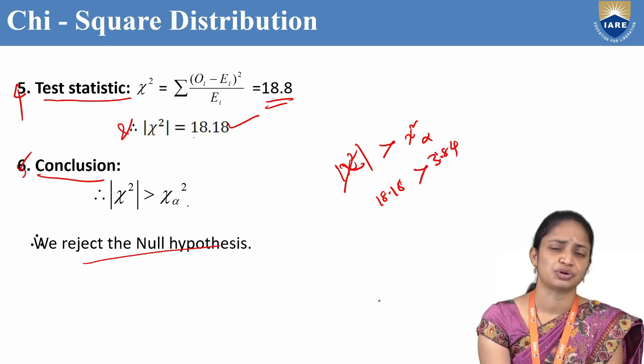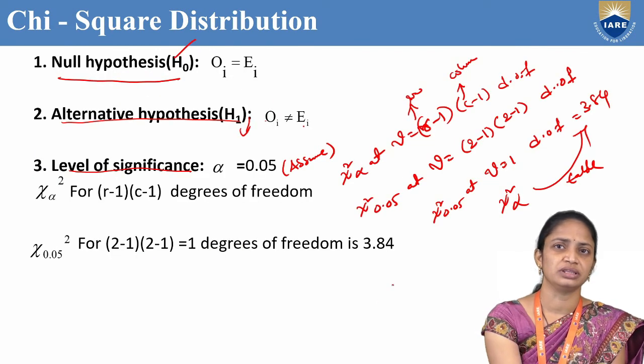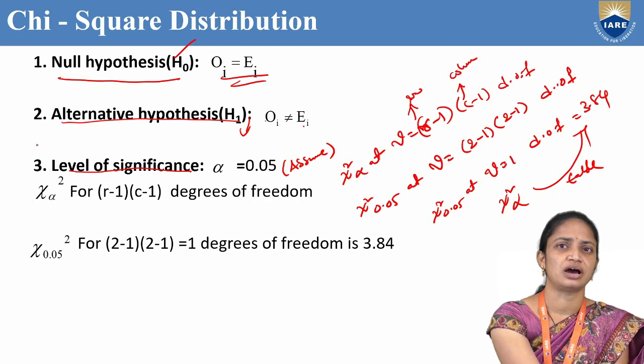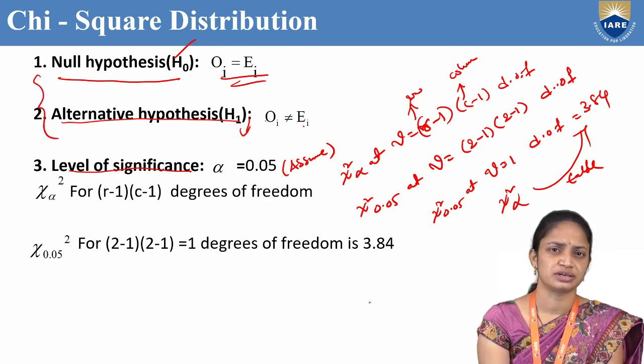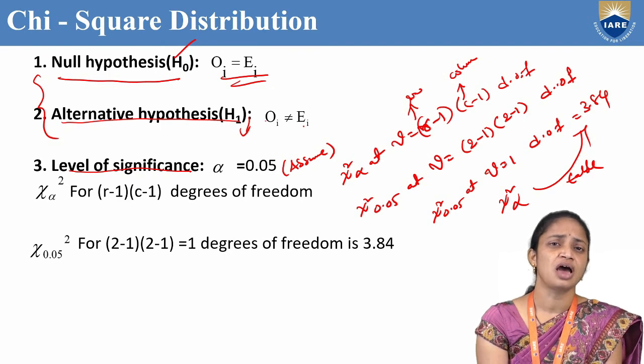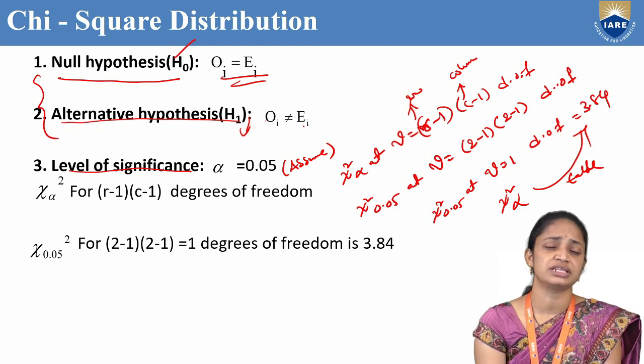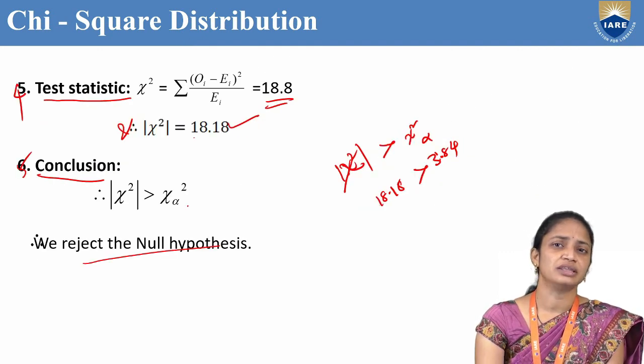That means our statement is wrong. What is our statement? We have assumed it in the null hypothesis, because the null hypothesis and alternative hypothesis both are assumptions. What we have assumed is that there is no significant difference between observed frequency and expected frequency. So here our assumption is wrong. That means the statement that there is no significant difference between the observed frequency and the expected frequency is wrong. So the answer here is, there is a significant difference between the observed frequency and the expected frequency.